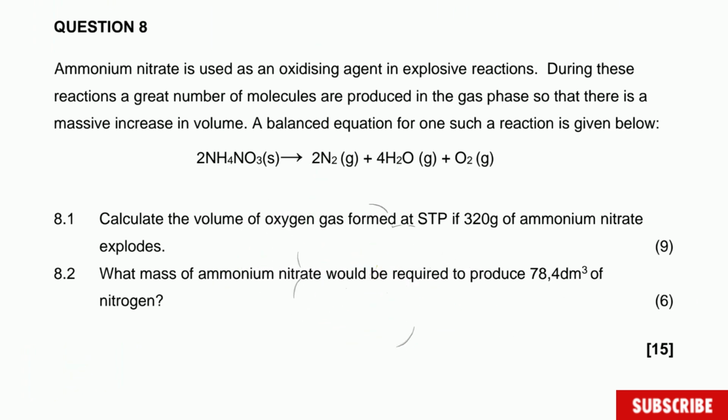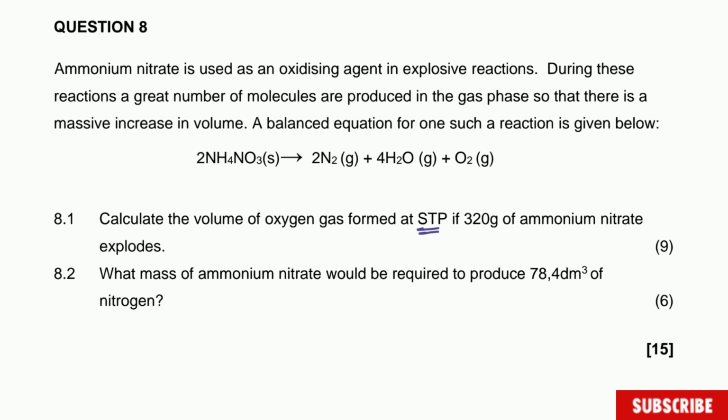This question says ammonium nitrate is used as an oxidizing agent in explosive reactions. During this reaction, a great number of molecules are produced in the gas phase, so that there is a massive increase in volume. A balanced equation for one such reaction is given below, and there is the reaction. Calculate the volume of oxygen gas produced at STP. It is important, this one.